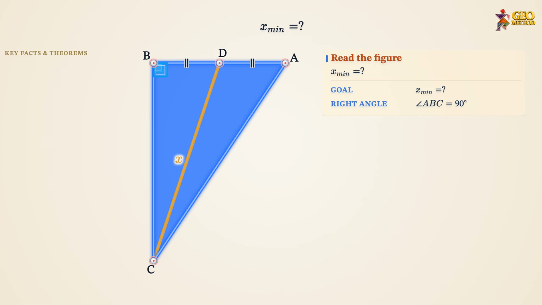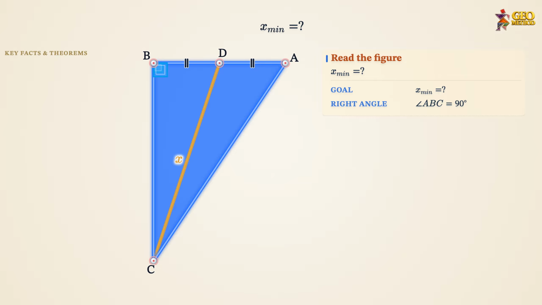Today we are solving another interesting geometry problem. Here is today's challenge. Can you find the minimum value of x? Take a moment to study the figure. Then let us uncover the key geometric ideas that make the solution click.